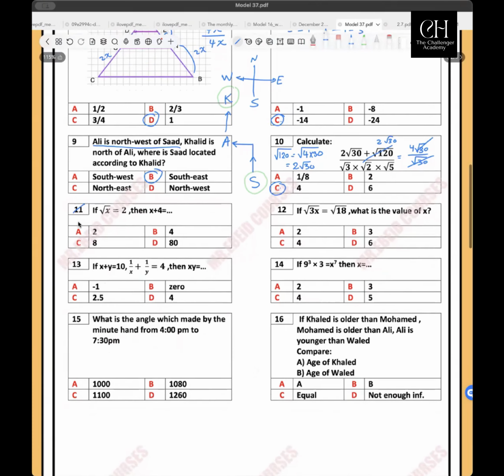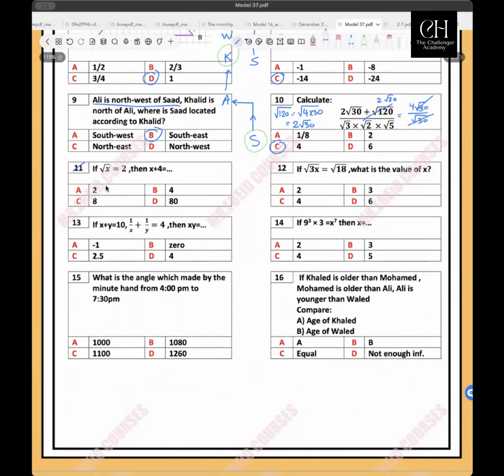Question 11. If root x equals 2, then x plus 4 equals what? In this question, you can make both sides square to cancel the square root. So we have x equals 2 squared. It means x equals 4, so it's 4 plus 4, which equals 8, so the answer is 8. For question 12, if the square root of 3x equals the square root of 18, what is the value of x? In this question, you can make both sides squared. It means 3x equals 18. Then divide both sides by 3. It means x equals 6. So the answer is D.